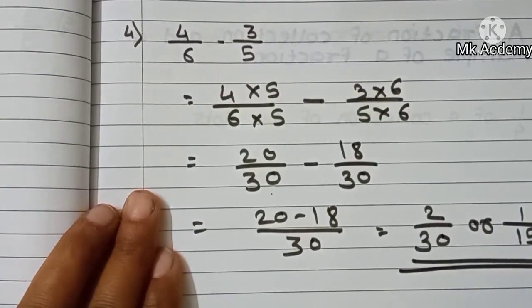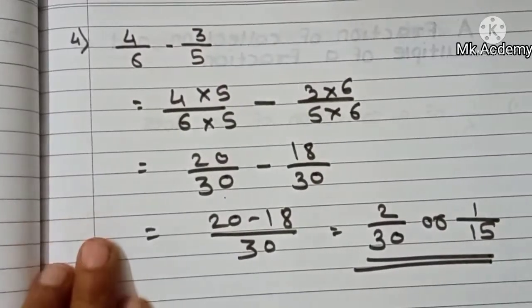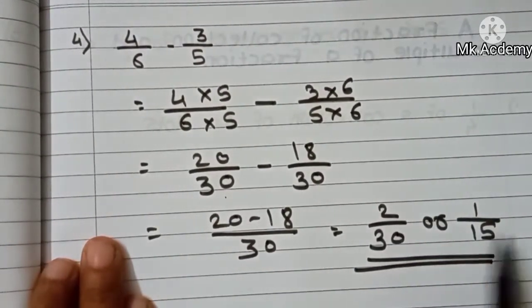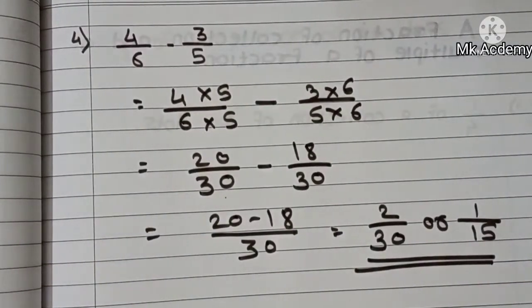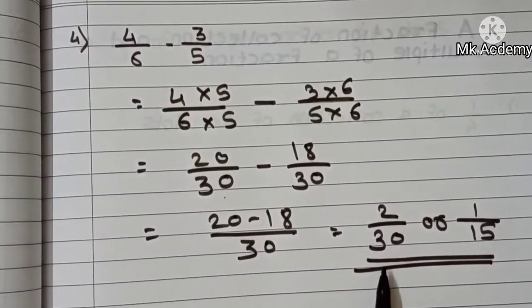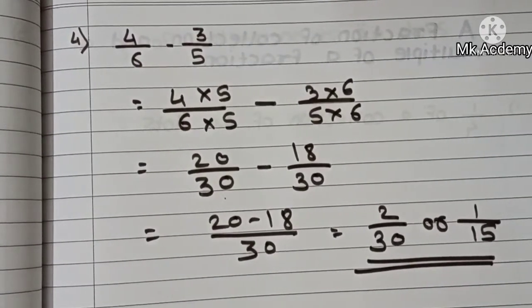Both the answers are the same. 2 ones are 2, 2 fifteens are 30; 2 ones are 2, 2 fives are 10. This means we divide numerator and denominator by 2. We get 1 upon 15. We can write 2 upon 30 or 1 upon 15. These answers are right or correct.